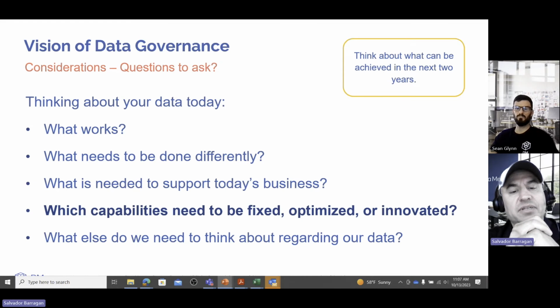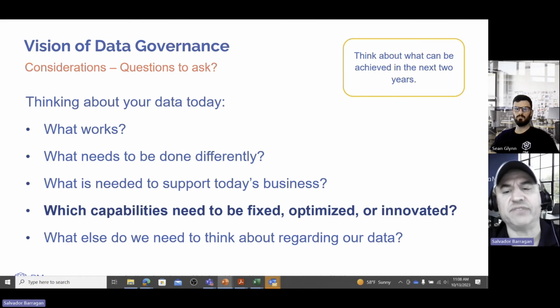And another key question is, what are the capabilities that need to be fixed, optimized, or innovated? And I think I touched a little bit upon that before, but you may have problems in your data pipelines. They may be dropping data, or the quality of the data might not be sufficient, or people may not know what data exists, or may not understand the lineage of the data or the context of the data. So those are some of the areas.